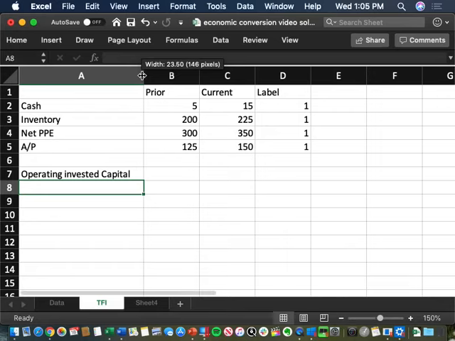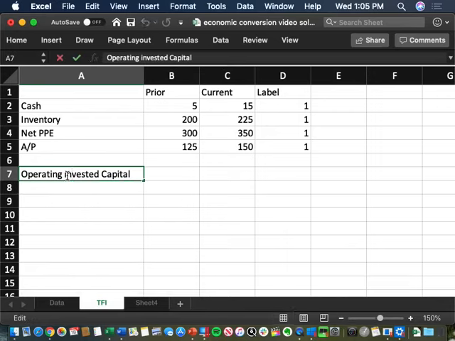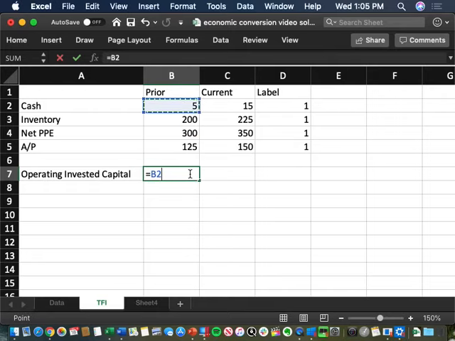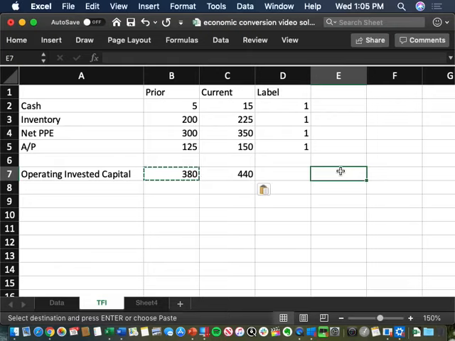And so to get to operating invested capital, you take all of your assets and you subtract your liabilities that are ones. So 380, 440. All right? Now again, I might call this invested capital, but if I use the word invested capital, I'm talking about operating invested capital in this class.